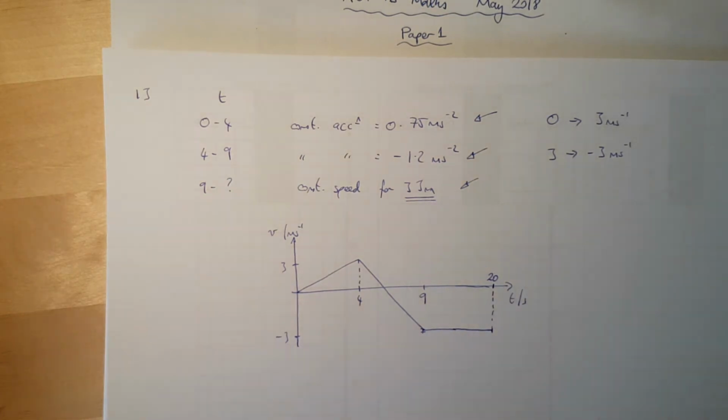We're told then to find the distance of the car from P after 20 seconds. Well, that's all the way to the end. And we're told it started at P. So basically, it's what's the total distance.